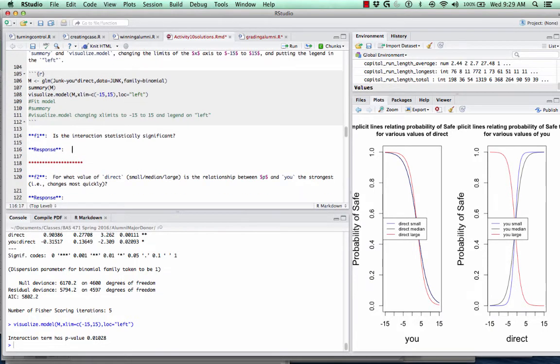So is the interaction statistically significant? Yes. The p-value is 0.02093, which is less than 5%.